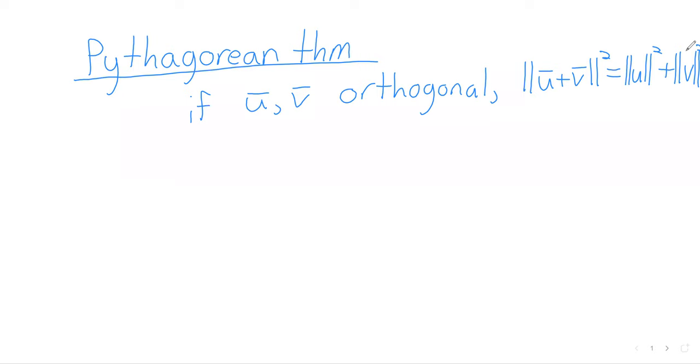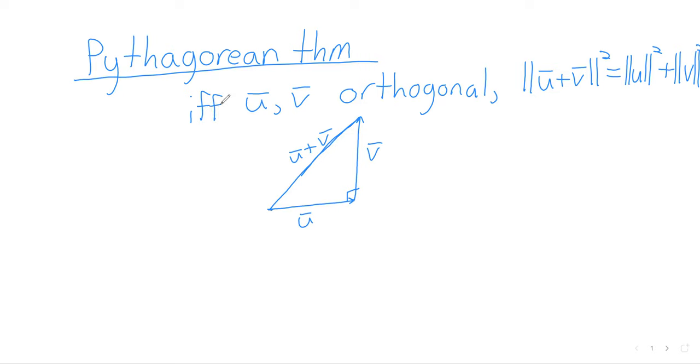And again, in two-dimensional space, this is just the Pythagorean theorem. If u and v are orthogonal, then they meet at a right angle. U plus v is the hypotenuse of a right triangle. And this thing that I'm calling the Pythagorean theorem is the Pythagorean theorem that we all learn as children.